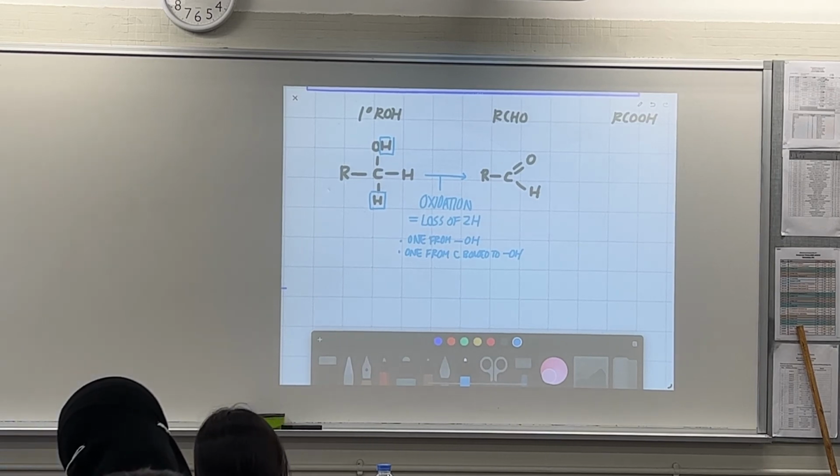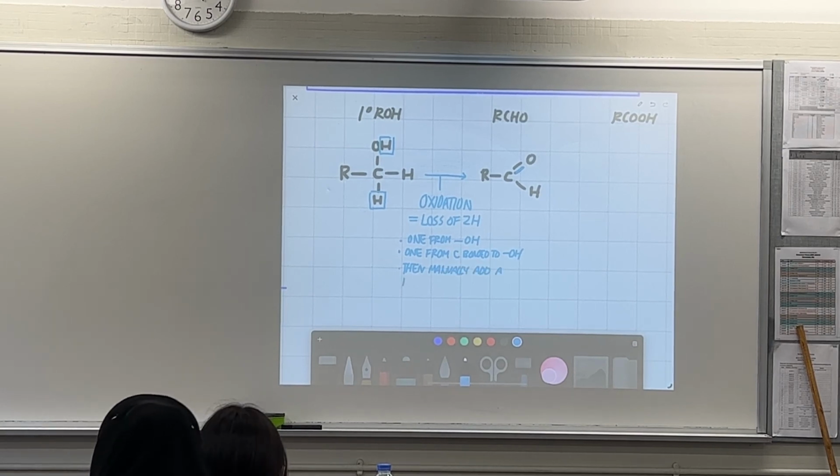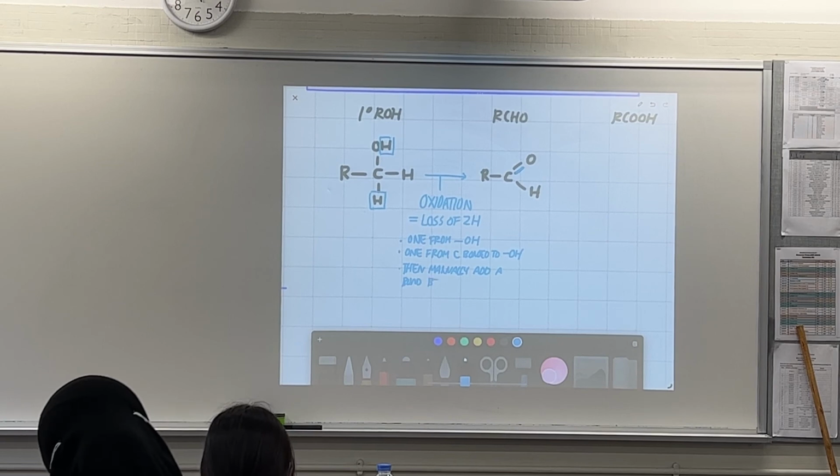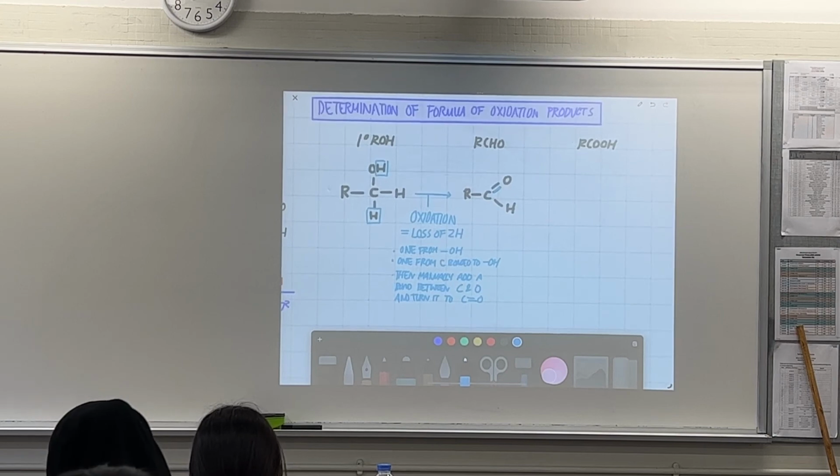So this is why we manually add a bond in here. Manually add a bond between C and O and turn it into a double bond. That's the first step. That's how we convert a primary alcohol into aldehyde.